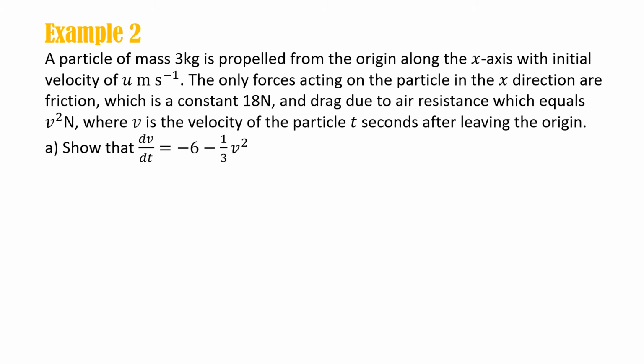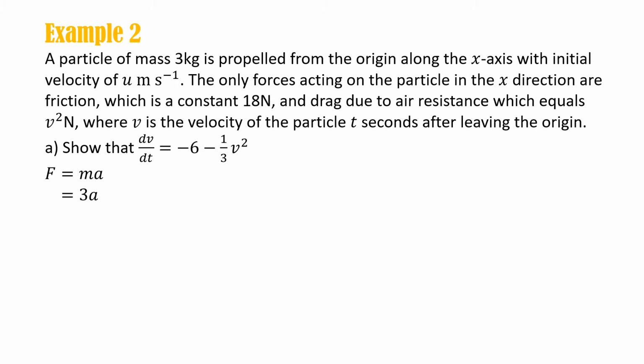We want to show dv/dt is equal to -6 minus a third of v squared. So the first thing we've got there is the force that is propelling it along. We know that force is going to be mass times acceleration. Its mass is 3, but we don't know what the acceleration is, so we will just leave that as a.